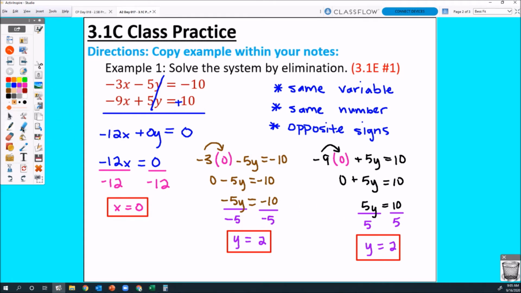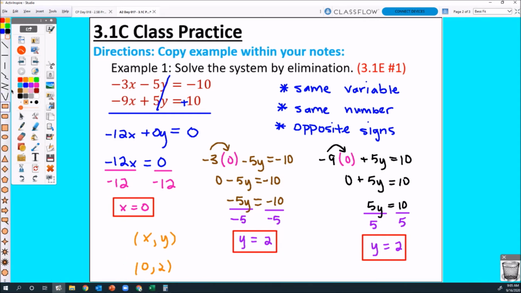Now, I mentioned in substitution, you could write your answer in a different form. So you could write it as a coordinate point. Remember, x comes first. So my x value is 0, comma, and then my y value is 2. So you could write like that, and then box your final answer. Now, if, again, you're working with different letters, then just make sure to put in alphabetical order.